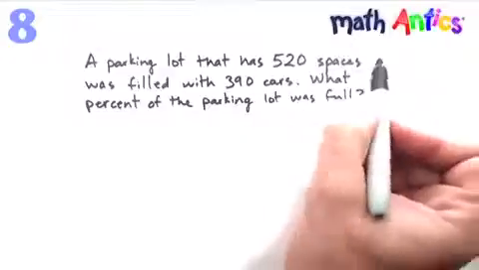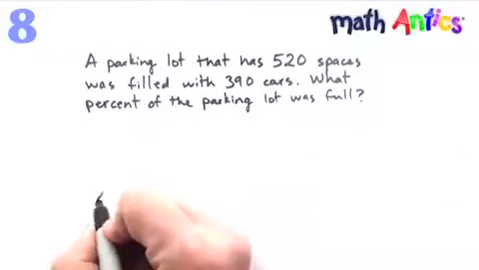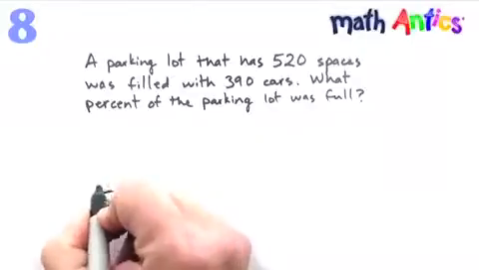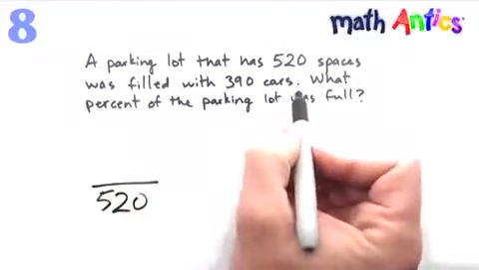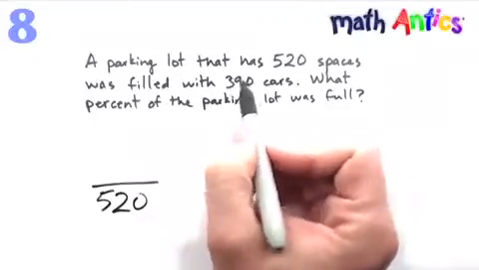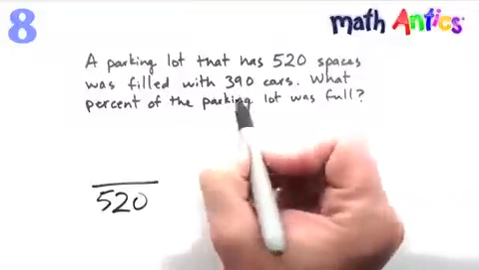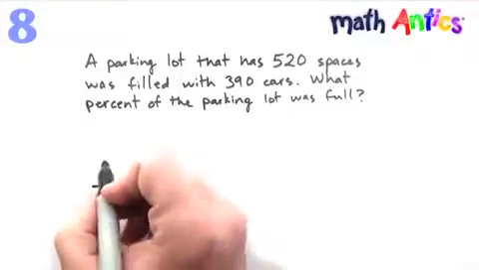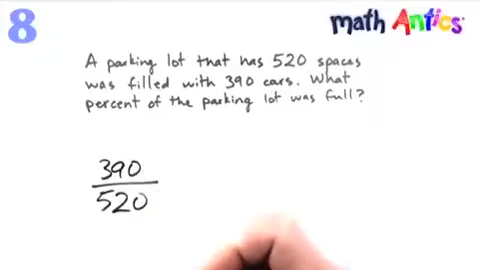So that's the total number of spaces in the parking lot. So that's going to be the bottom number of our fraction in this equation. It was filled with 390 cars. So 390 out of those 520 spaces are full. So 390 is the part of the total. So 390 is the top number of our fraction.